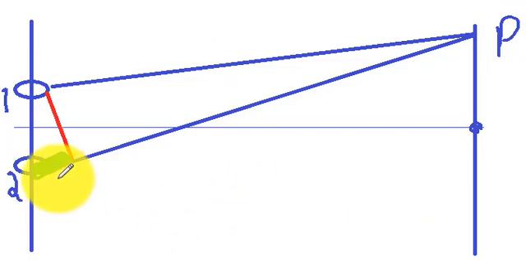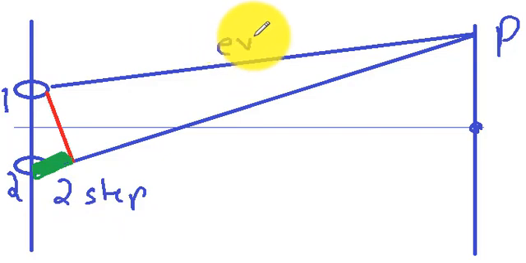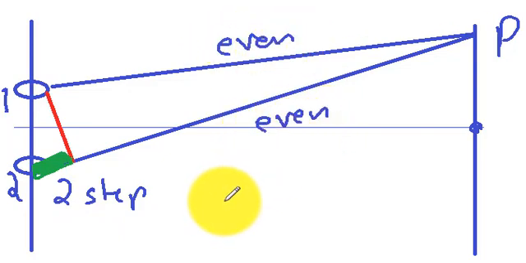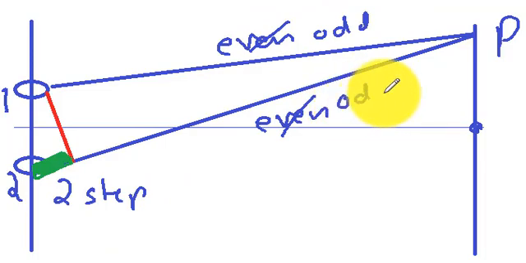Now assume that this difference is two step. If he takes even step, this will also have even step. They will meet in same phase. If this is taking odd number of steps, this will also take odd number of steps. Again, they will be in the same phase.